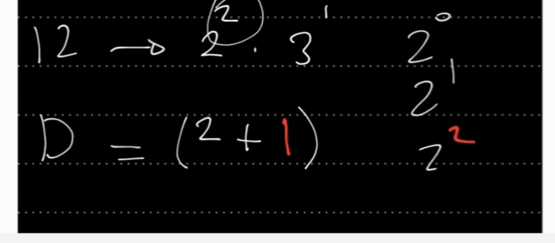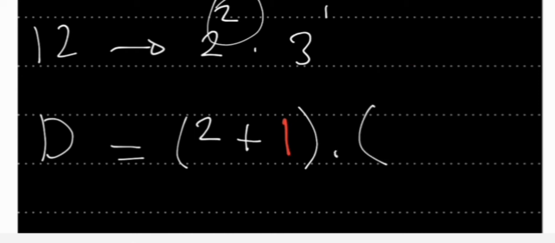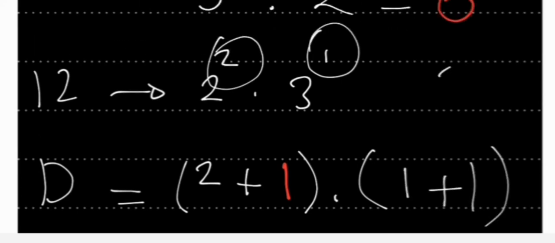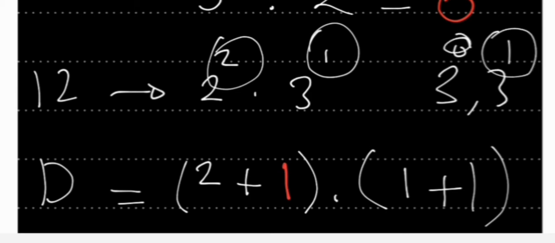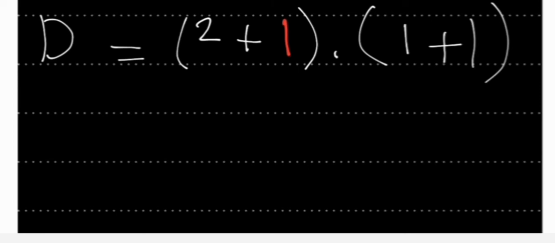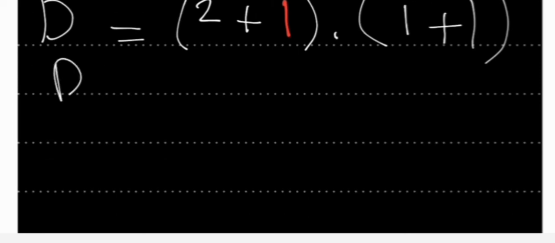But we don't want just the exponent 2. There is the 0 also, right? So we need to account for it. So we take the exponent plus 1. And now we multiply it by this exponent, 1, plus 1. Why? Because again, 3 can be 3 to the 0 and 3 to the 1. So you need to consider this possibility of the 1 over here and the 0 over here, okay? So the number of divisors is equal to 3 multiplied by 2, which is 6.